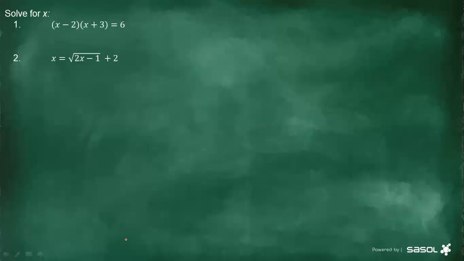All right, solve for x. We have another one: x minus 2 into x plus 3 equals 6. Now let's solve this one. Remember, earlier on we had a question similar to this one. On that one the right hand side was equal to 0, so we just solved the value of x without factorizing.